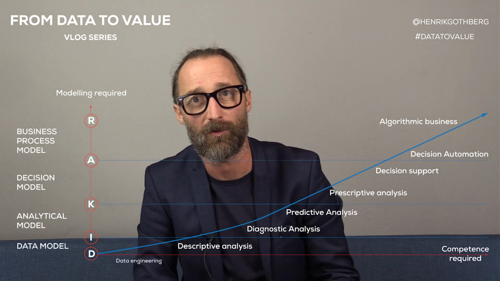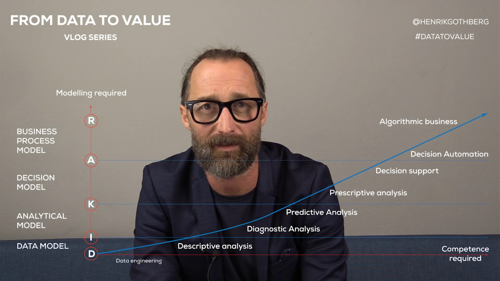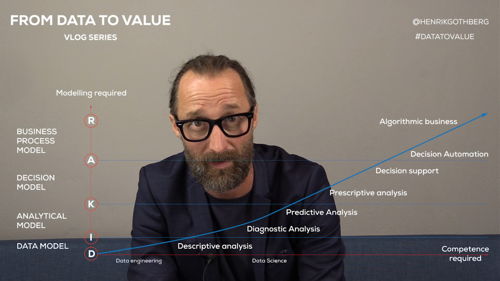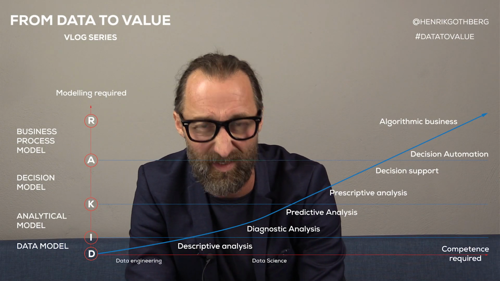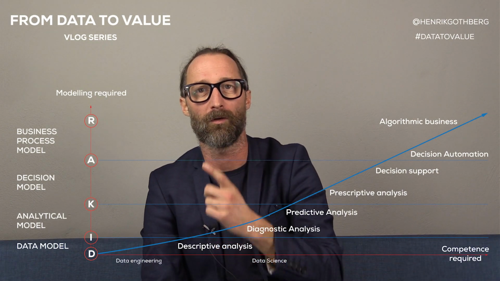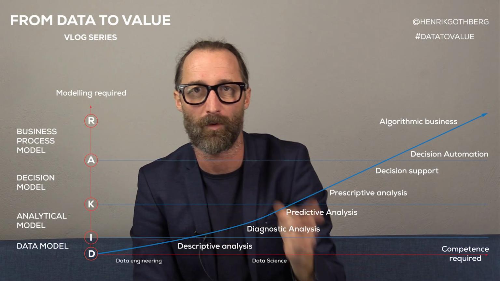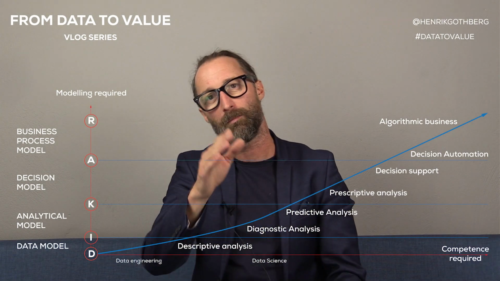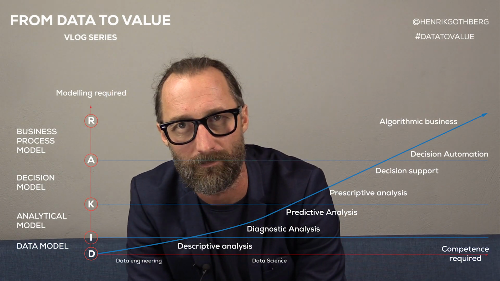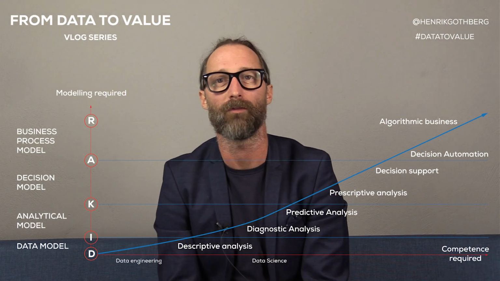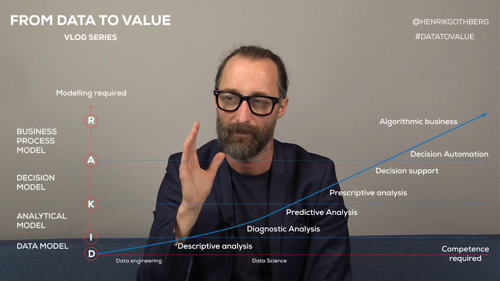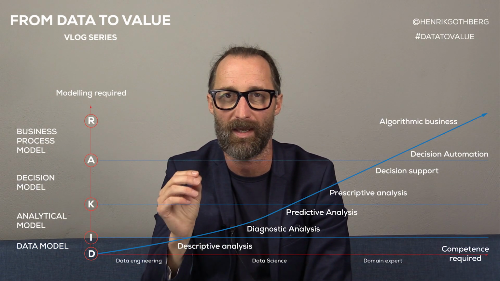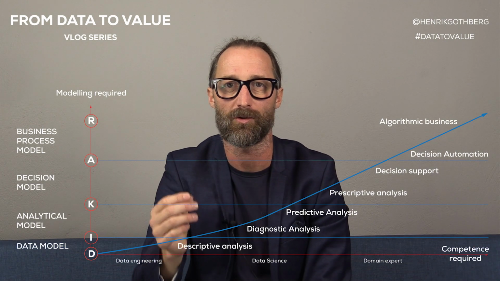When I go to the analytic part, I need to have a data scientist. I need the person who really understands the mathematics and the statistical models, and knows which analytical model is fit for purpose for the problem at hand, to predict something. Then we move on. I want to make a decision model. Now we're getting into hardcore domain expertise. You need to know exactly the business domain you're in so you can model the decision you're taking as a human.